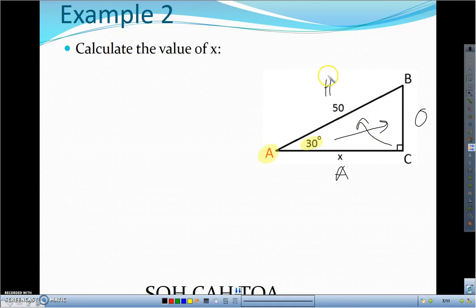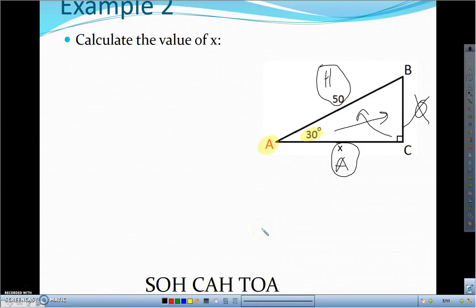And here's what I would teach my students. I would circle the pairs. I do not have a pair to circle. I do not care about O. I then look down at my SOHCAHTOA. Which one has A and H? Not this one. This one has A and H, which means I'm going to be using C, which stands for cosine.